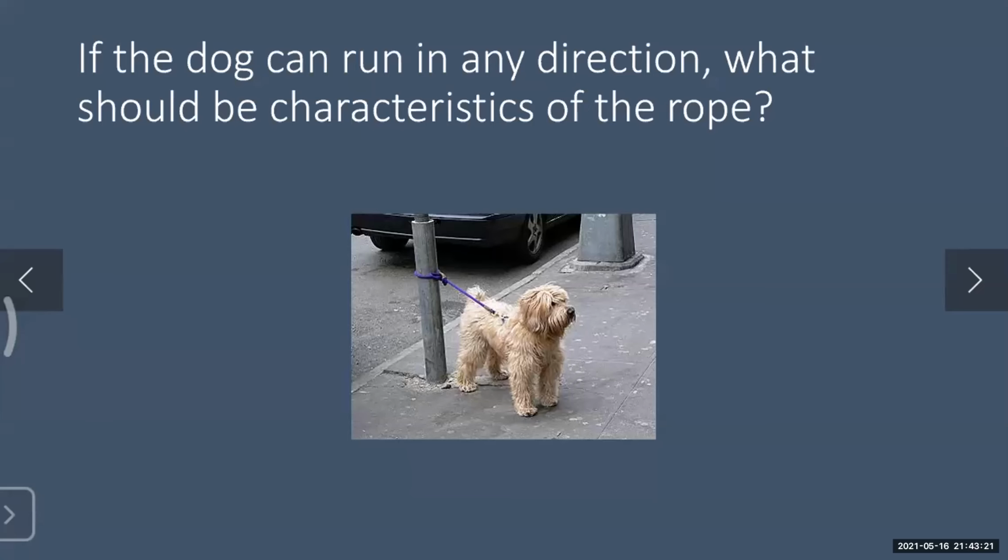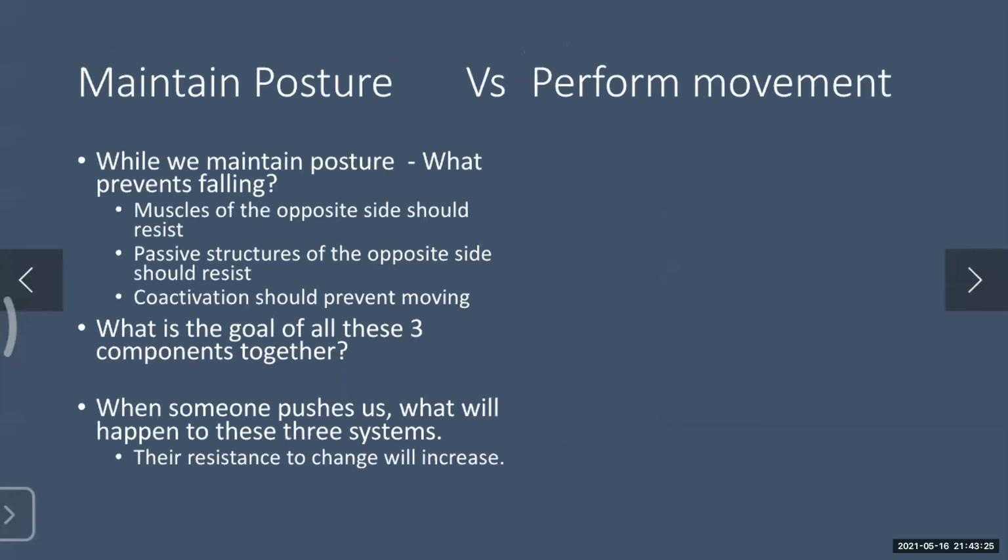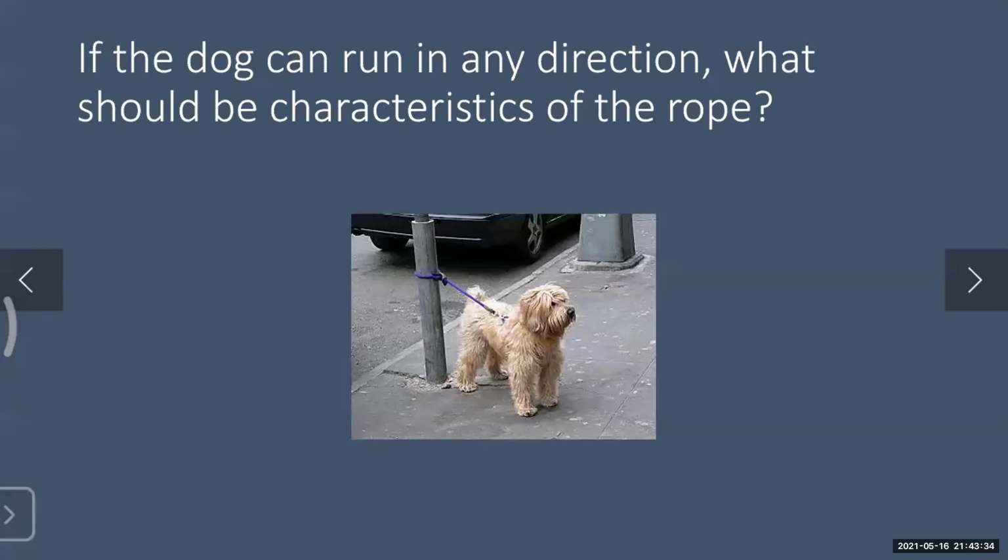All right. So now we will look at maintaining a posture. While we maintain posture, what do you think prevents us from falling? I'll just go back. You can just tell me. When we are standing, if a push is given in front or from the side, what are the factors that you think are preventing us from falling?